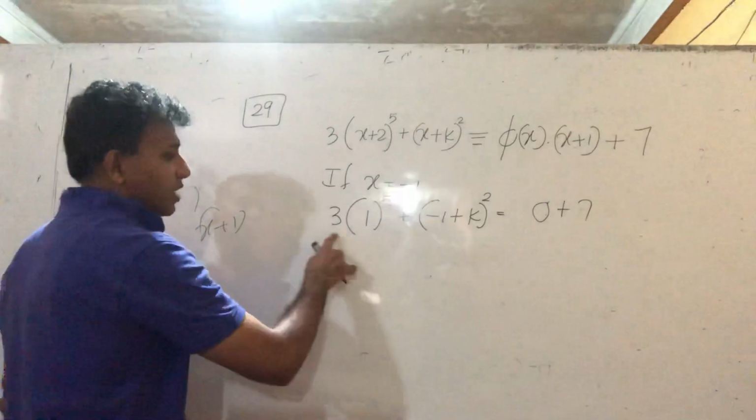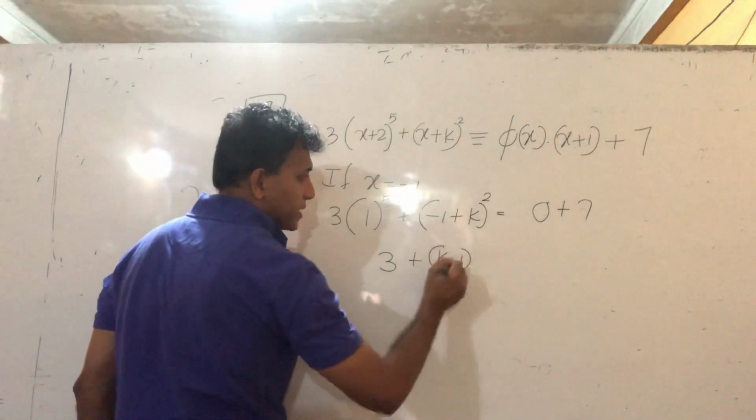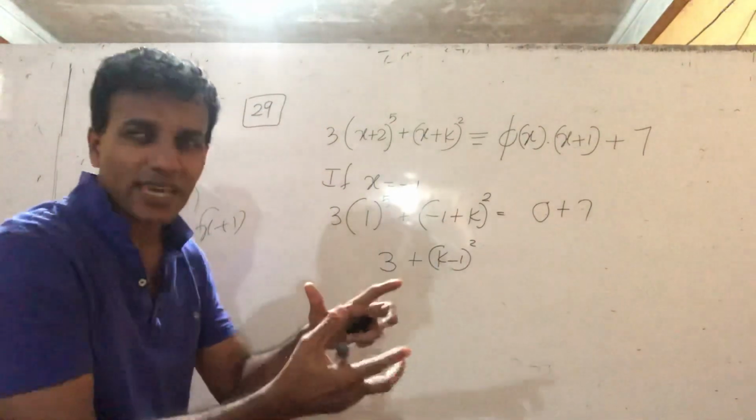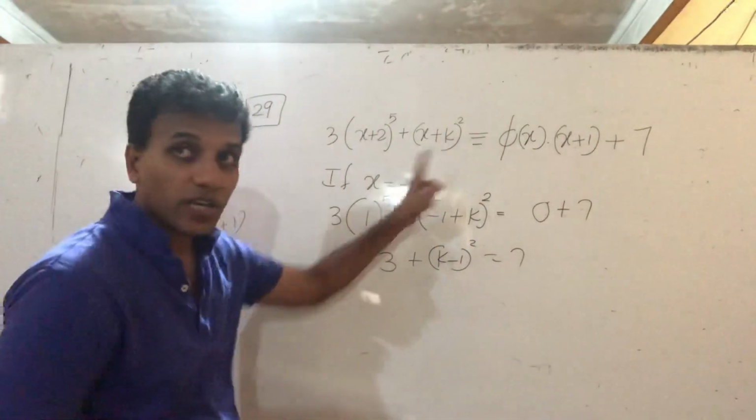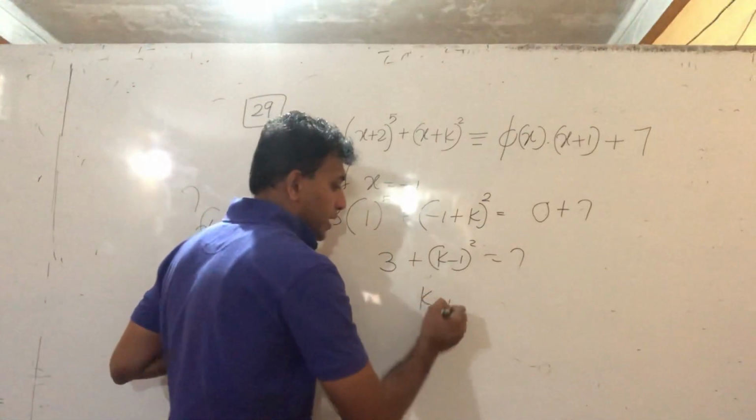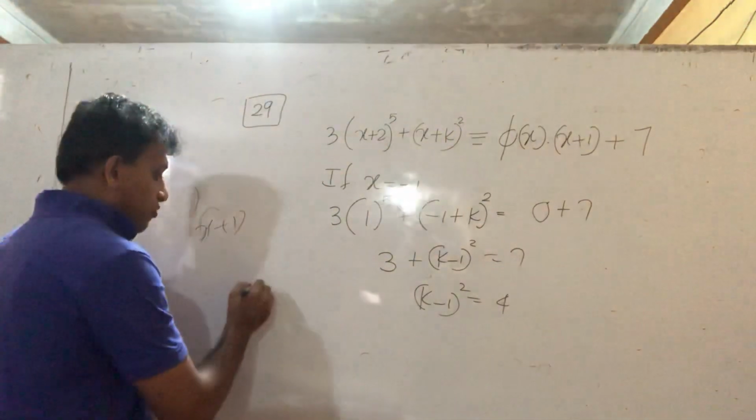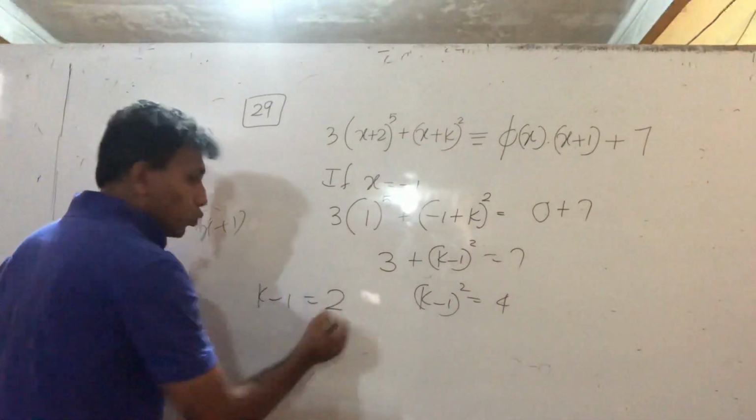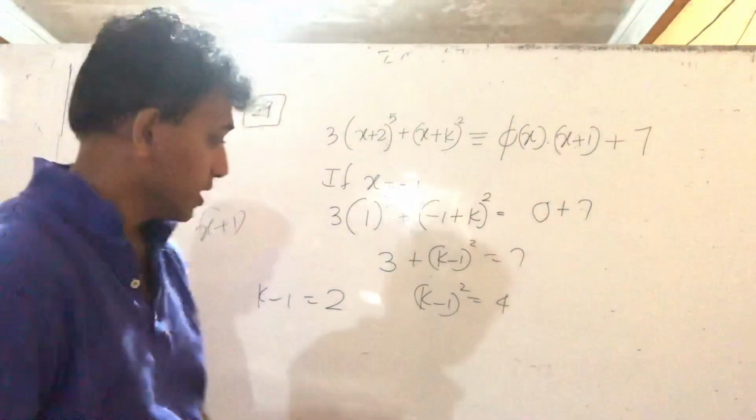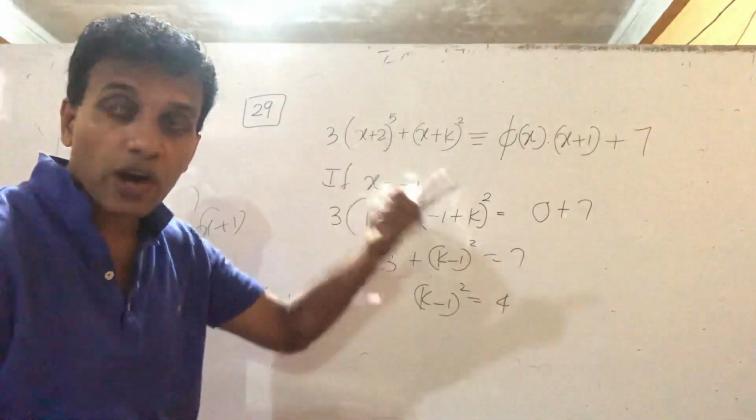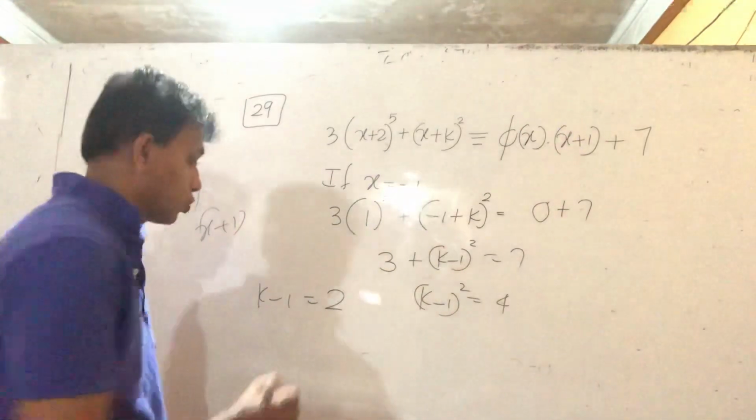So we get 1 times 3 plus (k minus 1) squared equal to 7. Take the 3 to the other side: (k minus 1) squared is 4. Therefore k minus 1 is 2? Wrong. This is advanced pure mathematics: when you take a square root, there are 2 solutions, so plus 2 or minus 2.